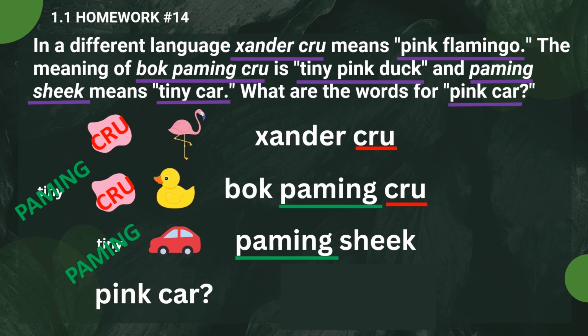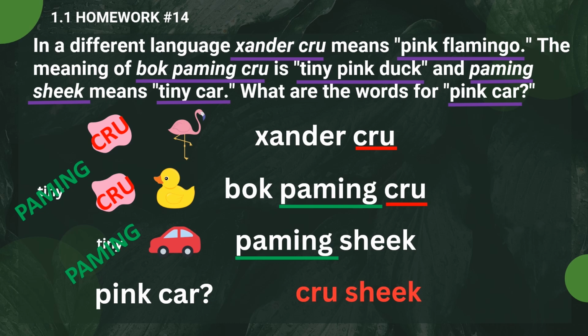What are the words for pink car? Well, I know that pink is crew. So I know that one is crew. But what is car? Here's my car. I know that paiming is this little, that right there is tiny. So by process of elimination, chic has to mean car, right? So pink is crew and chic must mean car. So that's the way I did that. Crew, chic. All right, that's homework number 14. You've got one similar to that.